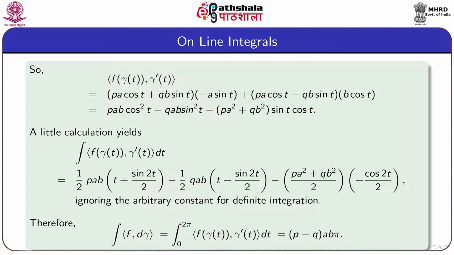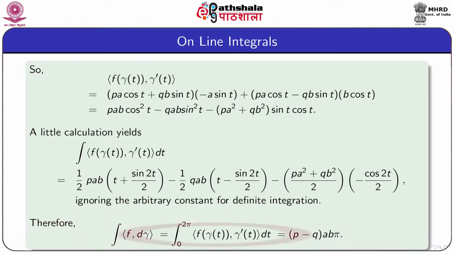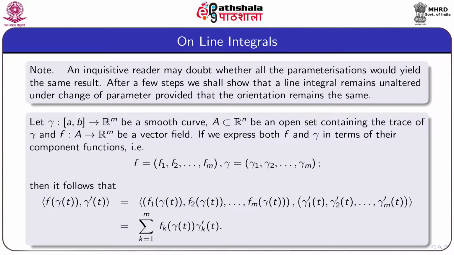Calculating, we find line integral f d gamma equal to integral 0 to 2 pi inner product f(gamma(t)), gamma dash(t) dt, and which equals (p minus q) ab pi. We have shown here the calculations. One remark at this point. An inquisitive reader may doubt whether all the parameterizations would yield the same result. After a few steps, we shall show that a line integral remains unaltered under change of parameter, provided the orientation of the curve remains the same.